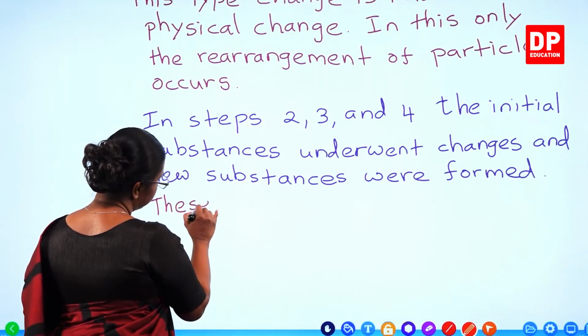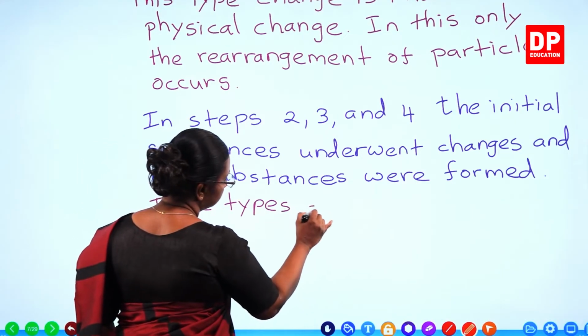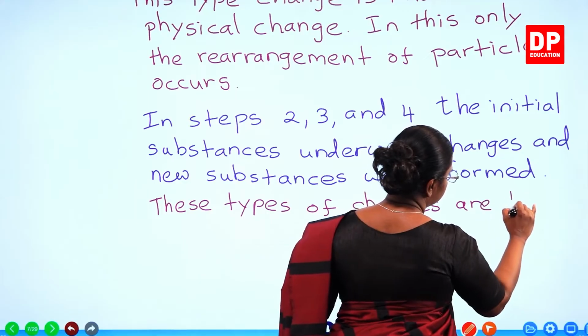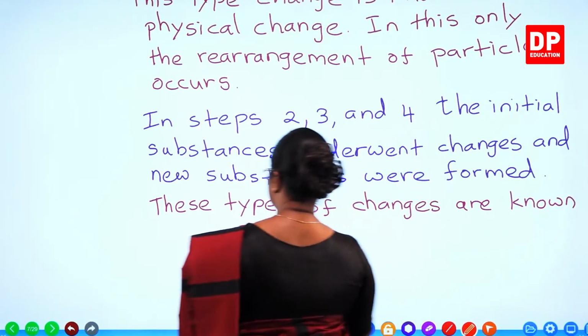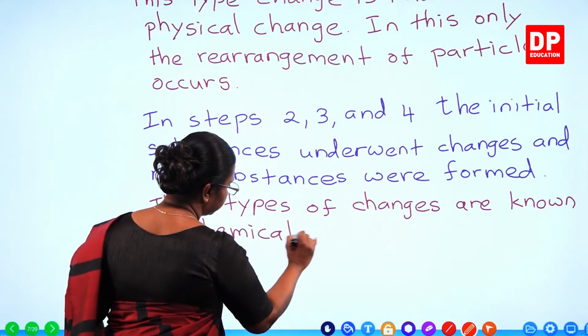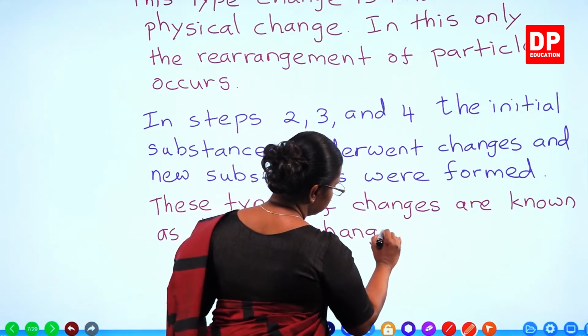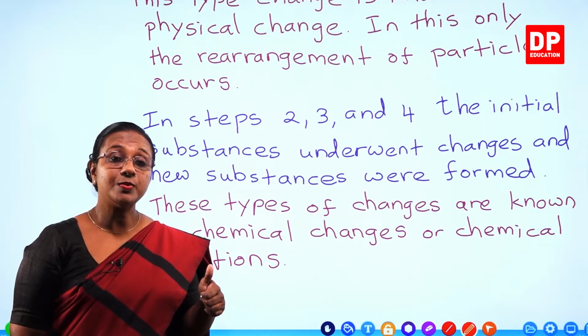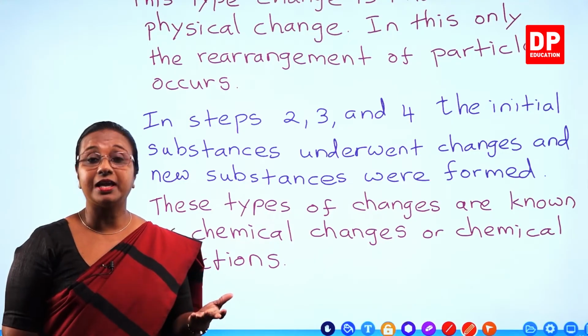So, these types of changes are known as chemical changes or chemical reactions. You can call it the chemical change or the chemical reaction. So the first one is a physical change. The other three are chemical changes.